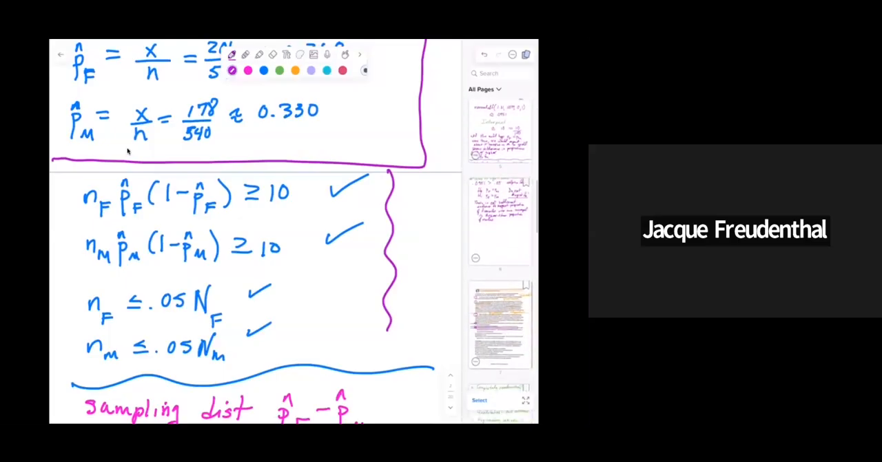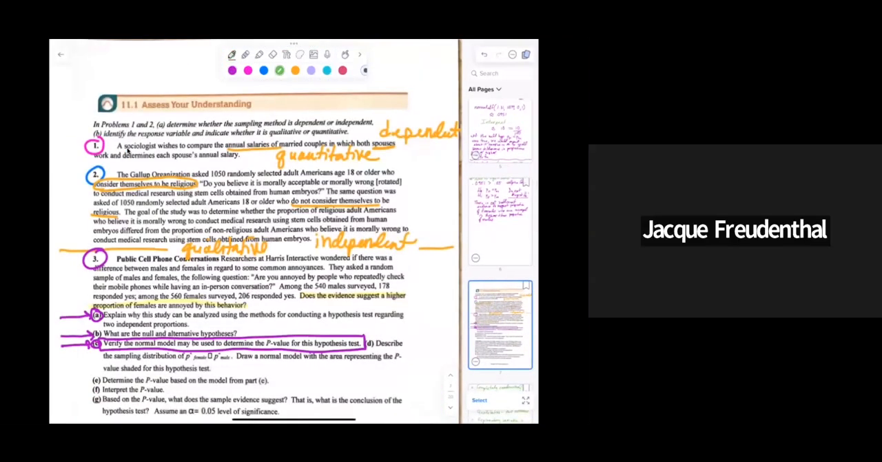And then the next question here is kind of squished, right here is part D actually. So it just printed kind of weird for me on this. Part D says, describe the sampling distribution of p-hat female minus p-hat male, and then draw a normal model with the area representing the p-value shaded for this hypothesis test.